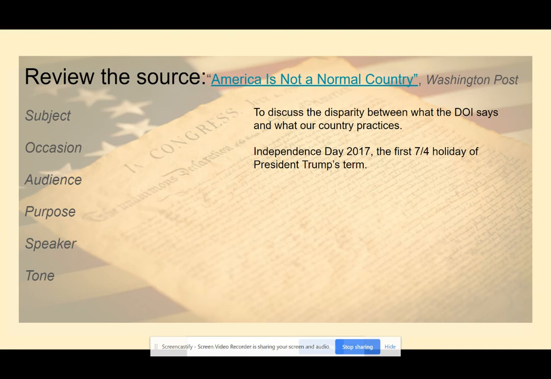Okay, so who is the audience for Gerson? And how do we find that out? Wait, I don't get it. What was the occasion? July 4th. After Independence Day, the first independence holiday of President Trump's term.